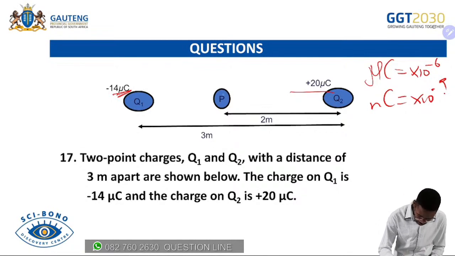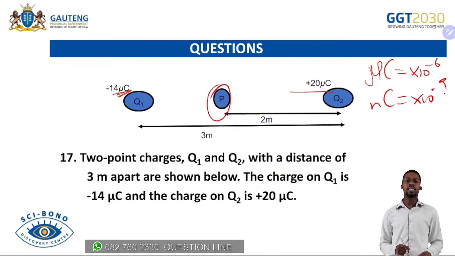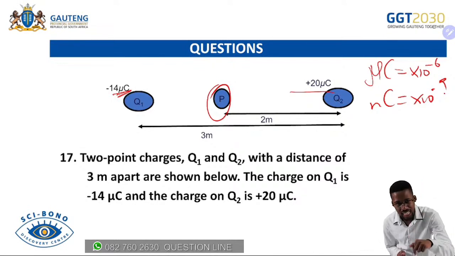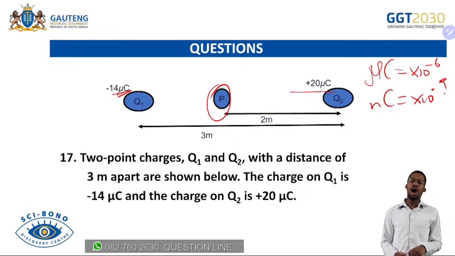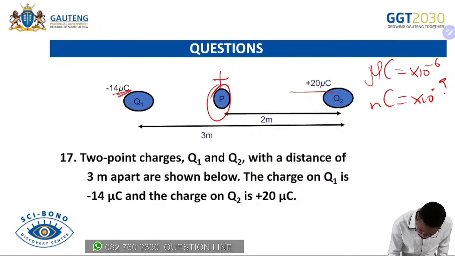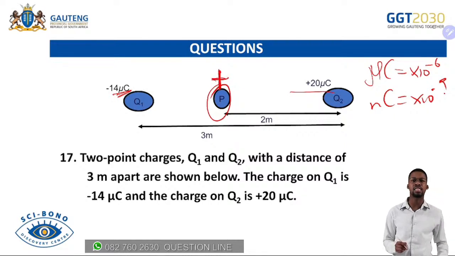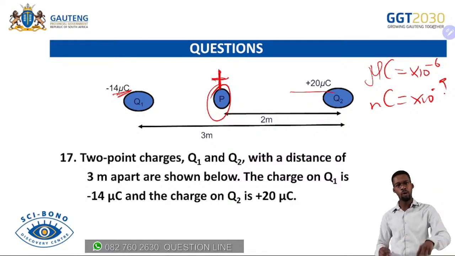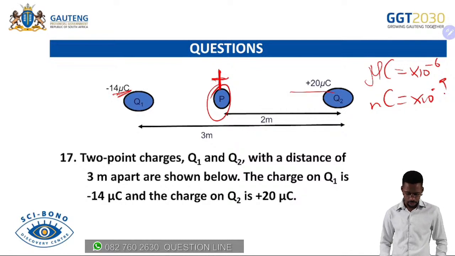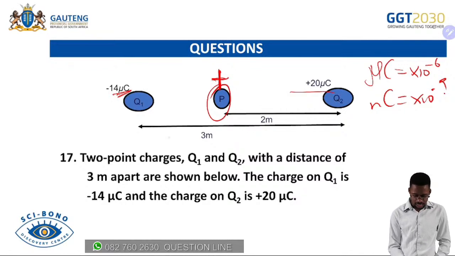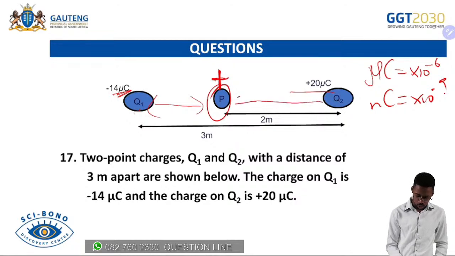And our test charge is P. And how do we define electric field at a point? We are saying it is the electrostatic force experienced per positive charge. So our test charge becomes positive all the time. Just remember that the test charge is positive. And the distance from charge 1 to P, and you need to know the distance from charge 2 to P.